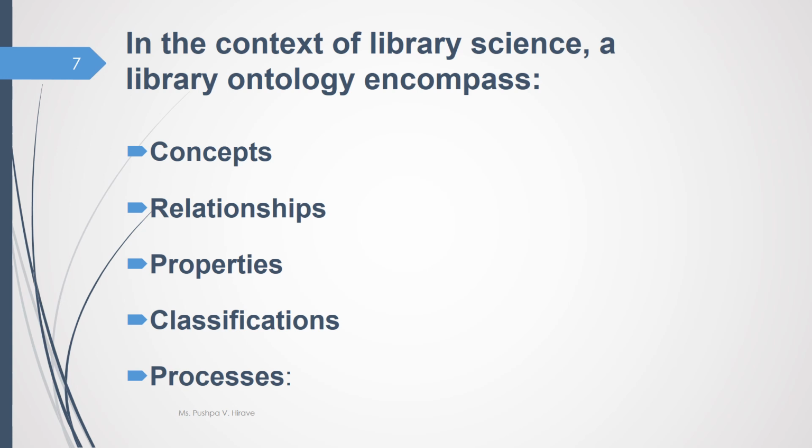By formalizing the knowledge about libraries into an ontology, it becomes possible to structure and organize information systematically. This can facilitate tasks such as information retrieval, resource discovery, interoperability between library systems, and the development of intelligent library applications and services. Additionally, it provides a framework for discussing and understanding the domain of libraries in a precise and standardized manner.